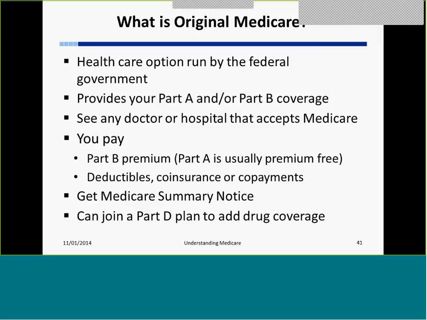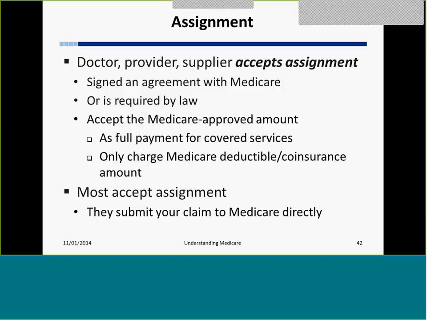So what is Original Medicare? Again, it's run by the federal government. It provides you your A and or your B. You can see any doctor or hospital that accepts Medicare, unlike an Advantage plan with networks. As long as that doctor is willing to bill red, white, and blue Medicare, they can see them. The client usually pays a premium for Part B. Most people do not pay for A. They have deductibles or copays. They get their summary notice, and they can join a Part D plan to add drug coverage, but it's not in Original Medicare.